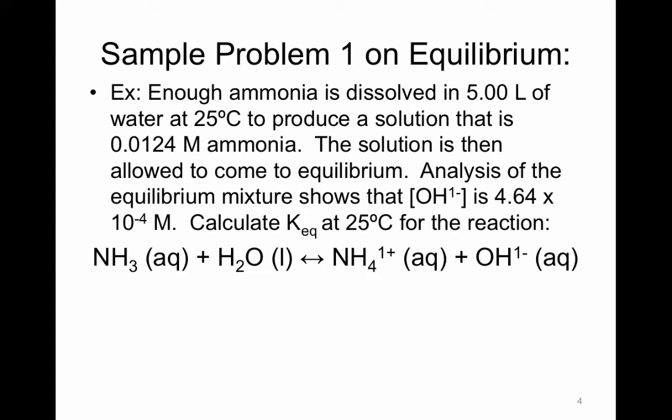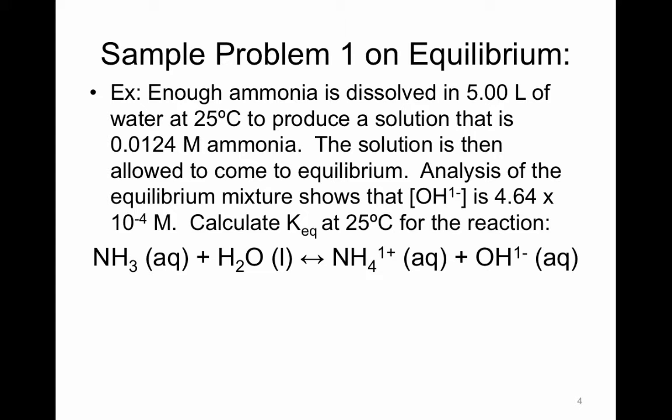Here's example 1. Enough ammonia is dissolved in 5 liters of water at 25 degrees Celsius to produce a solution that is 0.0124 molar ammonia. The solution is then allowed to come to equilibrium. Analysis of the equilibrium mixture shows that the concentration of hydroxide is 4.64 times 10 to the negative 4 molar. I need to calculate KEQ at 25 degrees Celsius for this reaction.